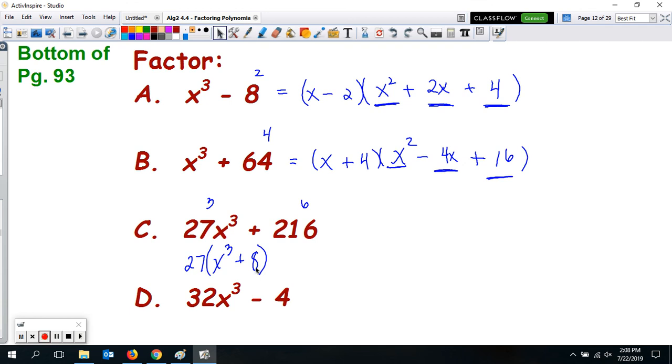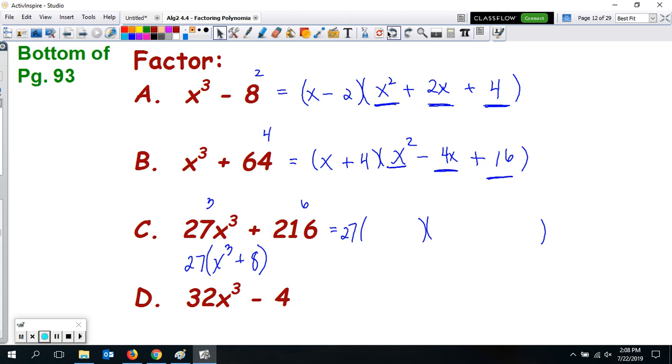Okay, so that's important. If that wasn't a perfect cube number, then we couldn't do it. So it's also a perfect cube number. And now we can just go ahead and keep the 27 in front of this whole thing, and then put our binomial and trinomial parentheses down and just work with the x to the third plus 8, which is almost exactly the same thing as a here, except this was a minus and now this one's a plus.